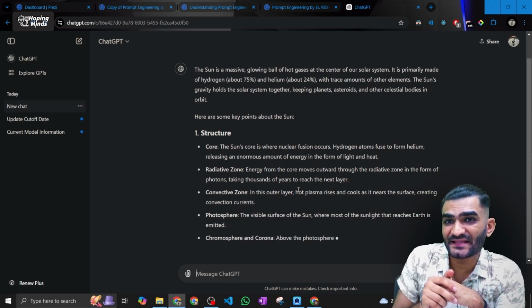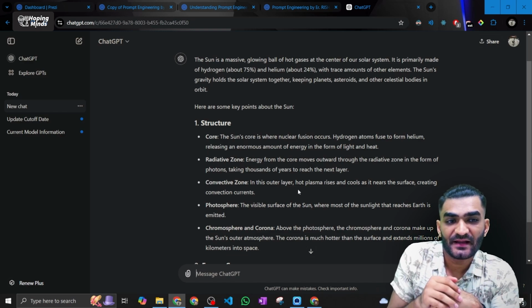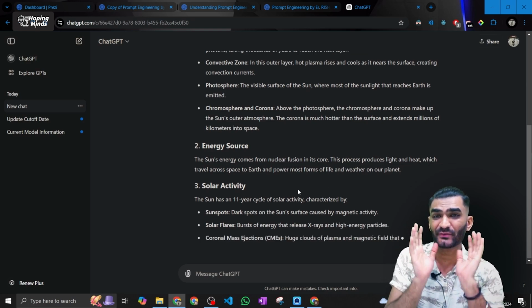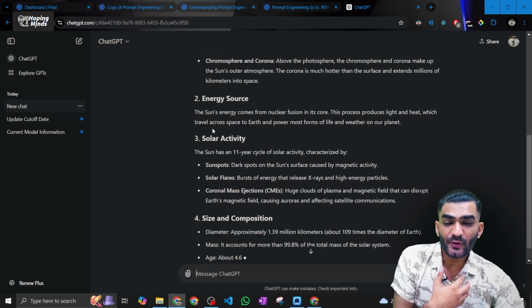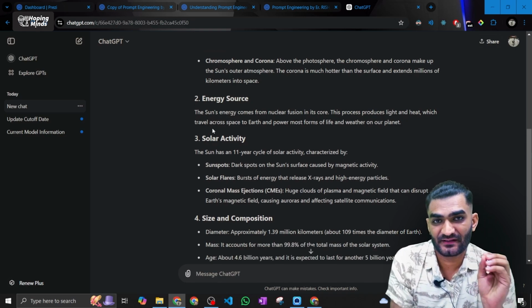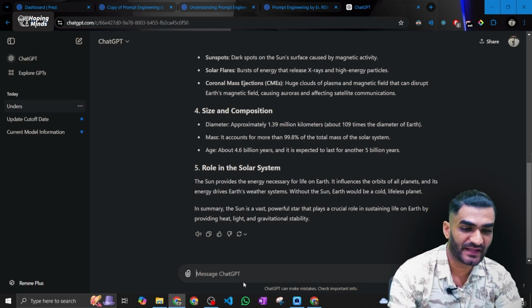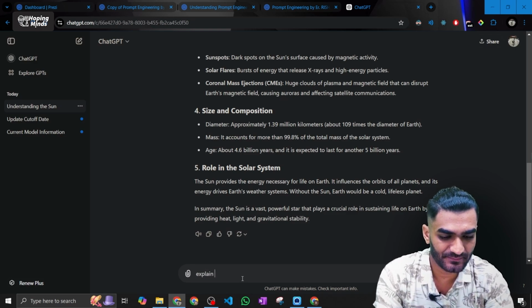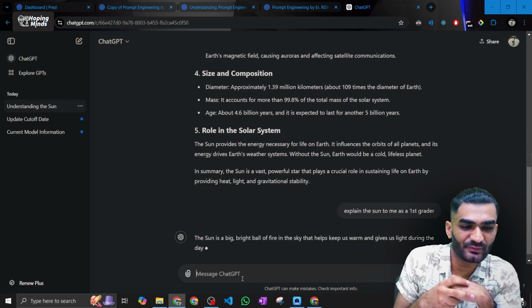Now try to understand this. If I want my son, who is a first grader, to know what the sun is, I cannot explain it like this, can I? I cannot explain the sun like this to a first grader. So I need to be more specific to get an effective output. I need to tell it: explain the sun to me as a first grader.